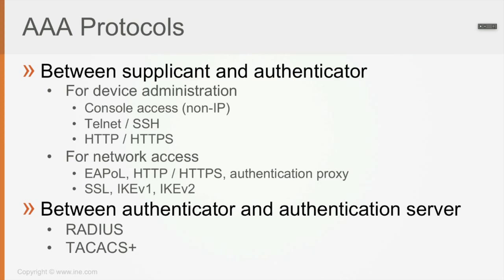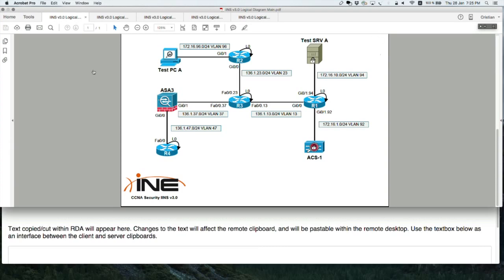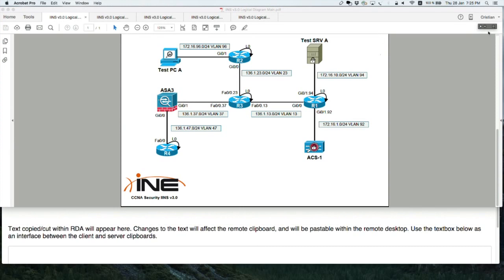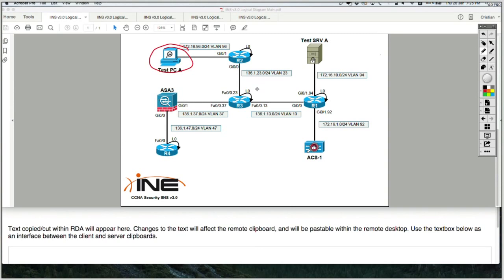But between the authenticator and the authentication server, we always have either RADIUS or TACACS+. So in my use case here, between the supplicant, which is test PCA, and the authenticator, which is router 3, I'm going to have telnet as the protocol, for example, or SSH. And then as you're going to see, between the authenticator and the authentication server, which is ACS1, I'm going to have TACACS+.